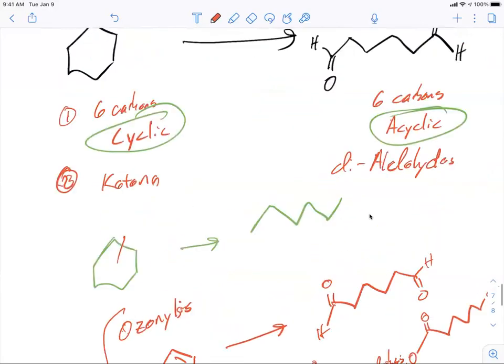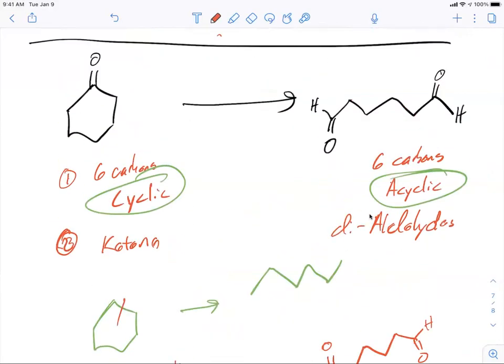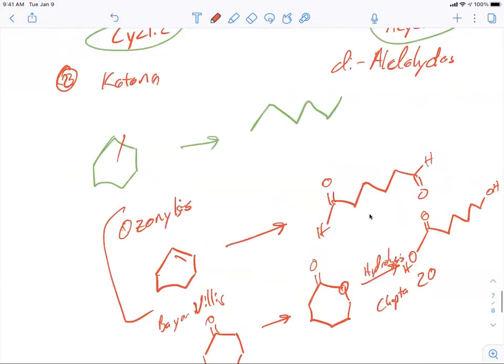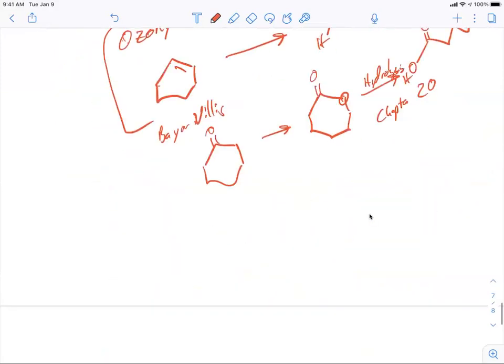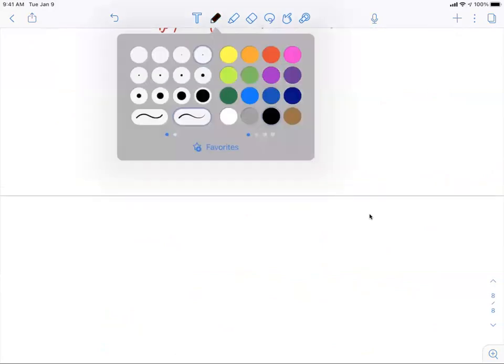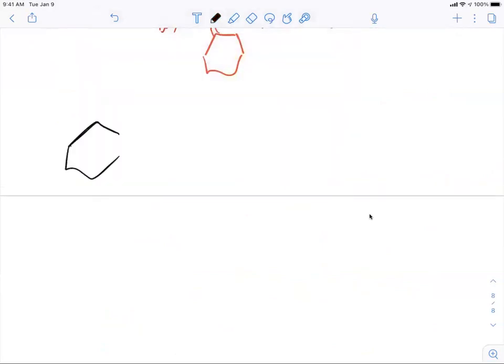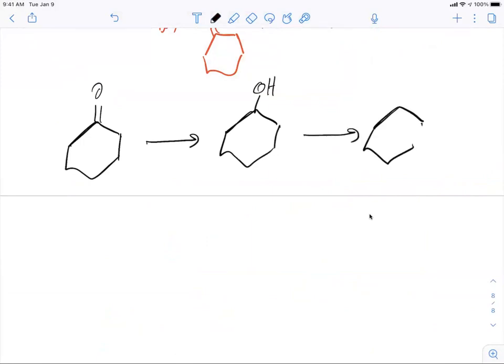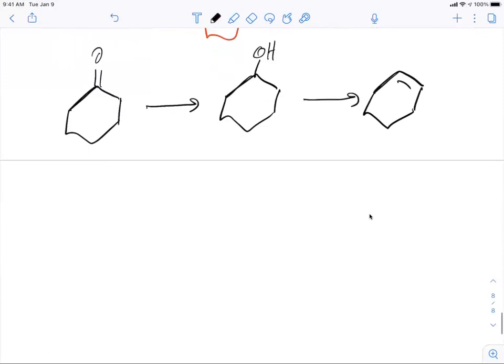So what we need to do is turn our ketone into an alkene. It's an internal alkene. So we take our carbonyl and turn that into an alcohol. I'm going to take that alcohol and eliminate it to the alkene, and then I can take the alkene and end up with my dialdehyde.